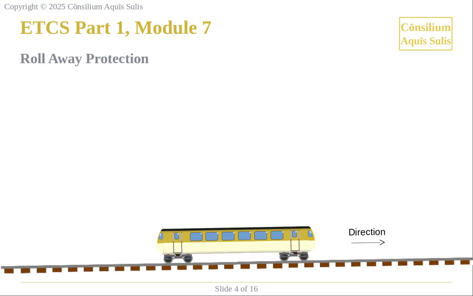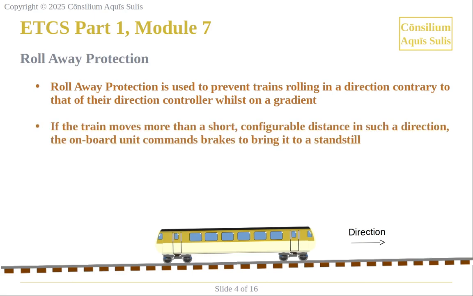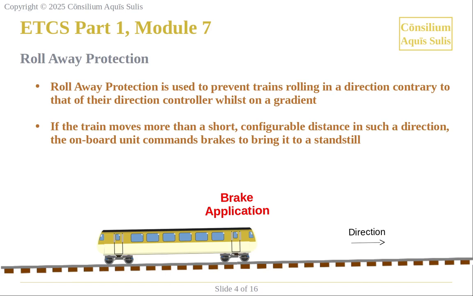Roll-away protection is used to prevent trains rolling in a direction contrary to that of their direction controller whilst on a gradient. If the train moves more than a short configurable distance in such a direction, the onboard unit commands brakes to bring it to a standstill.